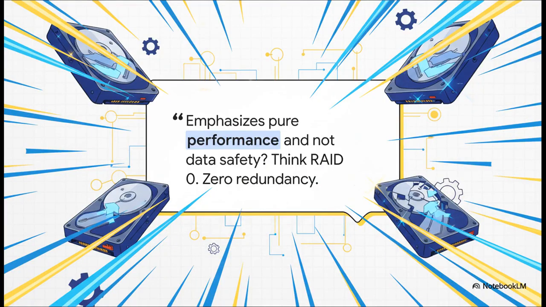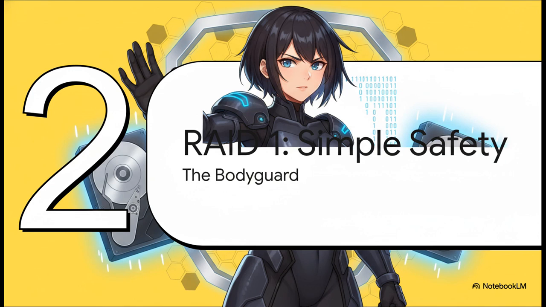And here is your big CompTIA A+ exam tip. When you're reading a question and it's screaming speed, performance, fast as possible, and it doesn't say a single word about data safety or redundancy, your brain should immediately lock on to RAID 0. Just remember this: RAID 0 means zero redundancy. Simple as. All right, now let's do a complete 180.